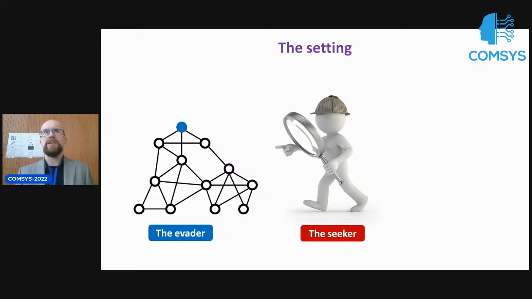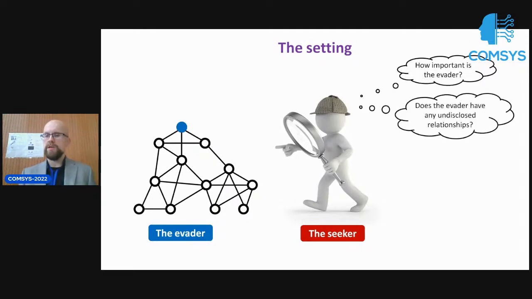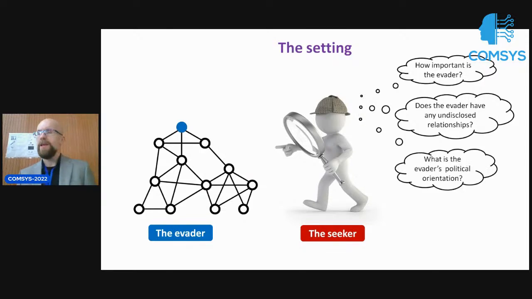So the seeker might have different questions about the evader. For example, the seeker might wonder, how important is the evader in this social network? Or the seeker might wonder, does the evader have any undisclosed relationships with other members of this network? Or the seeker might wonder, what is the evader's political orientation? And if you think about these questions, the evader might not want to reveal some of this information to the seeker or to the outside world in general. So what can the evader do?